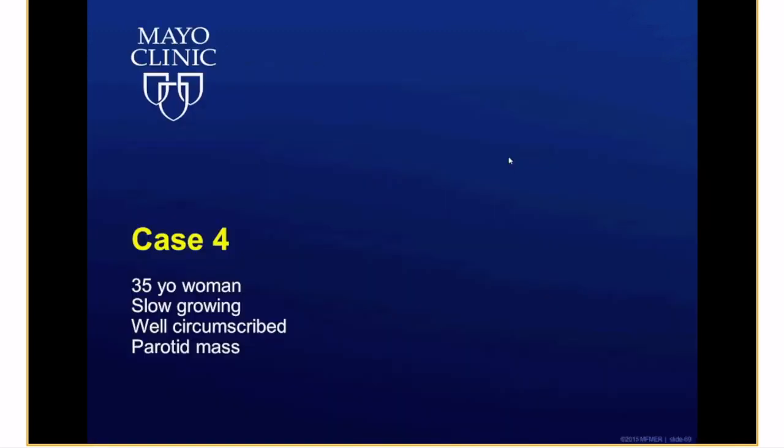Moving on to our fourth case, this is a 35-year-old woman, and she has a slow-growing and well-circumscribed parotid mass. So usually when we see well-circumscribed, we think, and usually we are not wrong in thinking, this is a benign neoplasm, but that's not always the case.